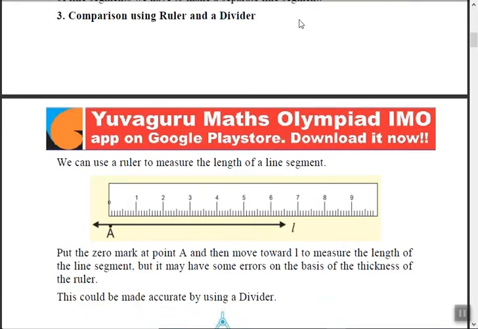Comparison by ruler and divider. This is the easiest one. We can use a ruler to measure the length of the line segment. Put the 0 mark at point A and then move towards the other end to measure the length of the line segment. It may have some errors on the basis of the thickness of the ruler, but that's okay. Basically how do we measure? Put 0 and start measuring.